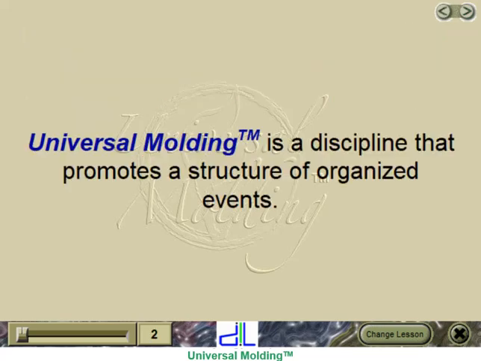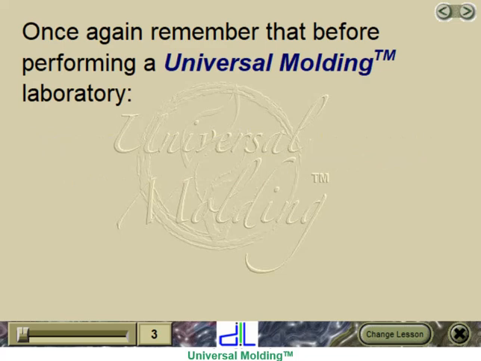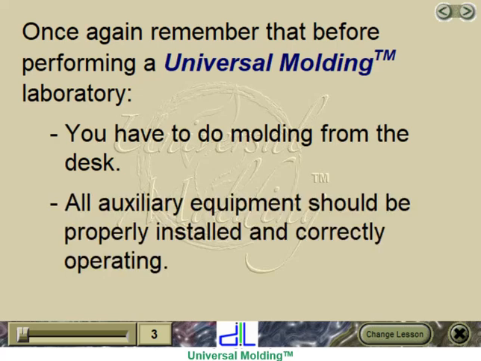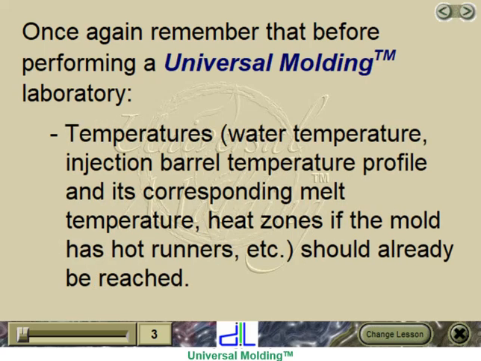Universal molding is a discipline that promotes a structure of organized events. Once again, remember that before performing a universal molding laboratory, you have to do molding from the desk. All auxiliary equipment should be properly installed and correctly operating. Temperatures, water temperature, injection barrel temperature profile, and its corresponding melt temperatures, heat zones if the mold has hot runners, etc., should already be reached.